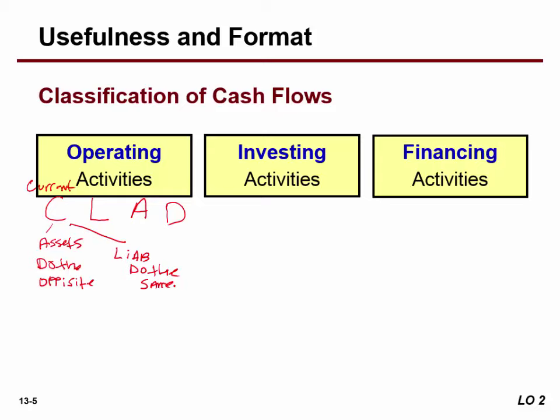Okay, so you're always going to have to analyze current items. And when you analyze current items, if it's an asset, you do what, everybody? Do the opposite. If it is a liability, you what? Do the same, right? Well, now that's easy. We have this mnemonic CLAD. We know we have to analyze the current items. For assets, do the opposite. For liabilities, what? Do the same, right?